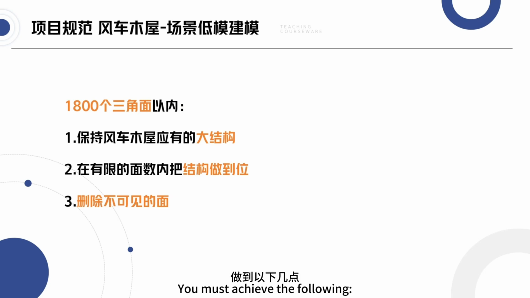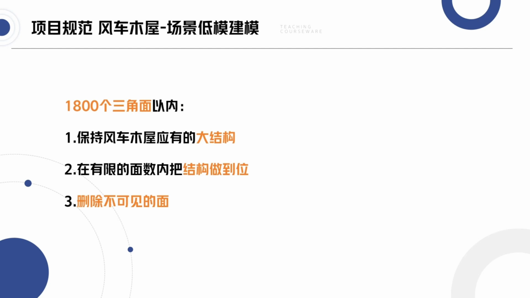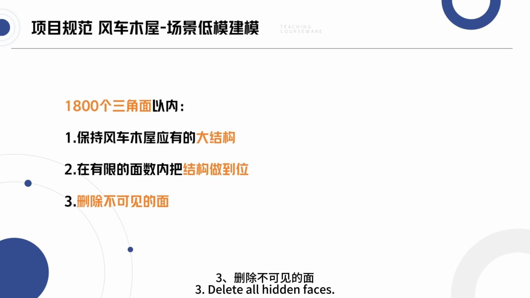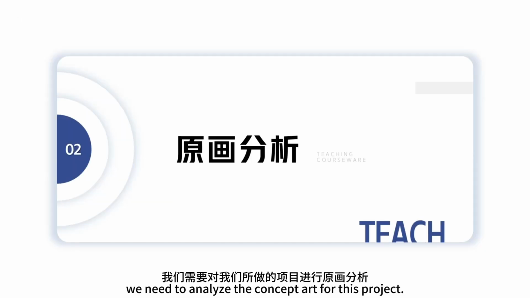You must achieve the following. 1. Keep the main structure of the windmill cabin. 2. Make the structural details clear within the limit. 3. Delete all hidden faces. Once the specification is clear, we need to analyze the concept art for this project.